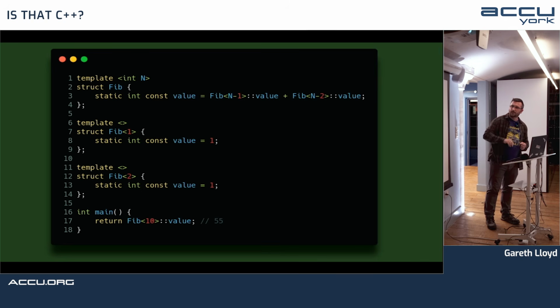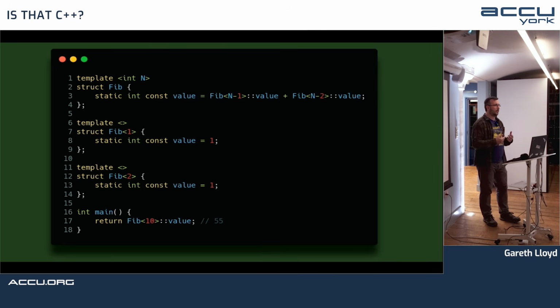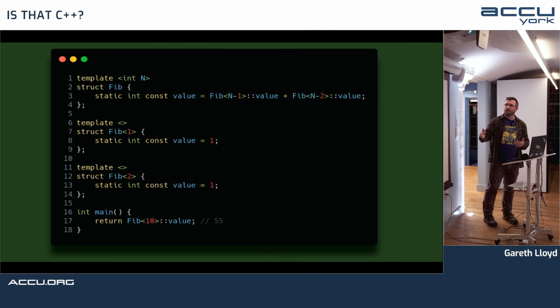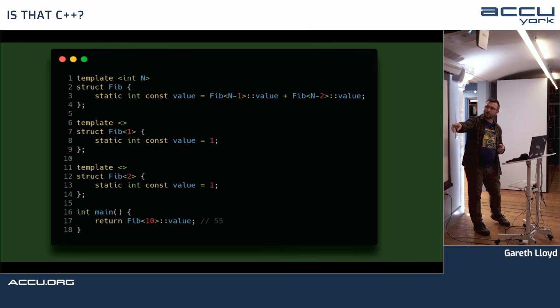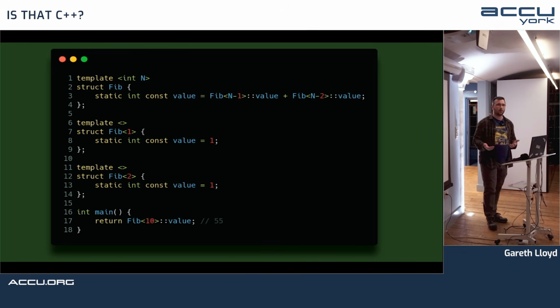So at the bottom on line 17, when I'm instantiating fib10 and then getting out the value from that, that goes to the top template right at the top, and that recursively instantiates fib9 and fib8, and it keeps on recursing all the way down until we get to the template specializations, fib1 and fib2, which have hard-coded their value to be 1. And this all bubbles all back up to, say, 55 at compile time.